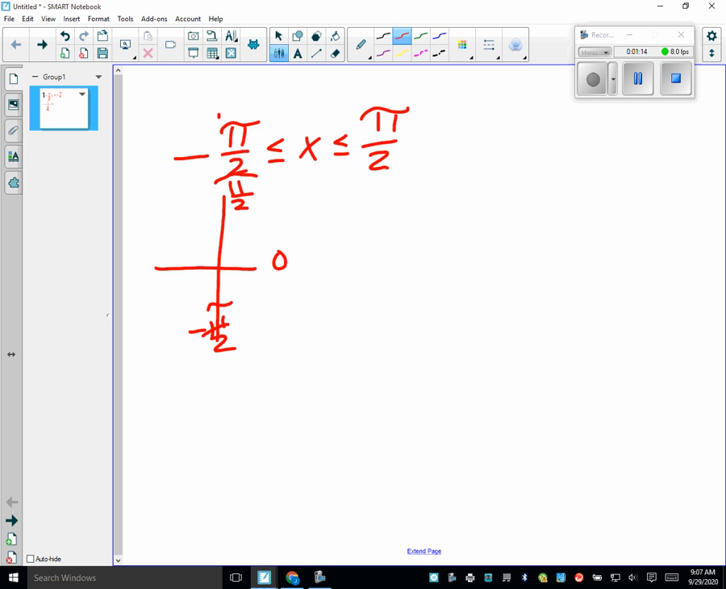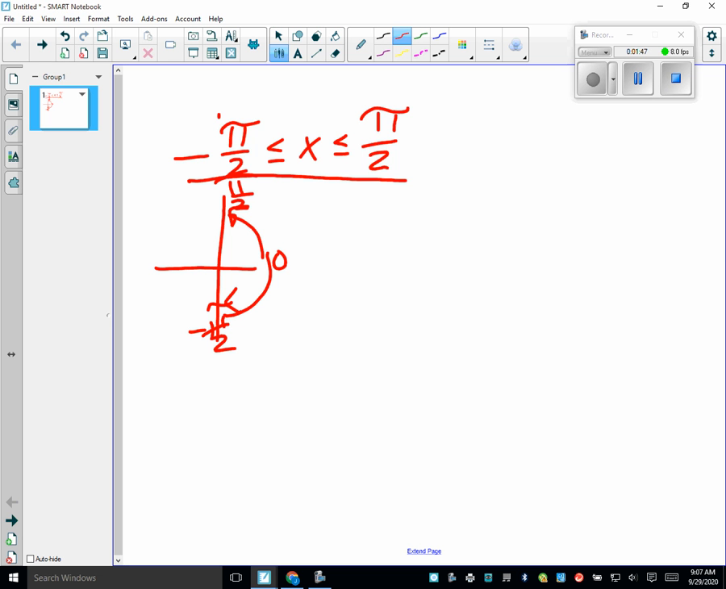What's wrong, Chandler? It's going the opposite way. We're either going from here to here, or we're going from here to here. Every answer you give me today will be between these two values, either quadrant 4 or quadrant 1. Every answer you give me today.